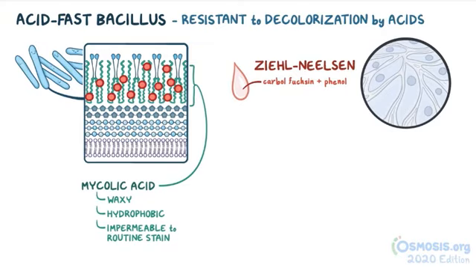Other staining methods can be used, such as Kinyoun staining, in which the bacteria appear bright red on a green background, and fluorescence microscopy, using specific fluorescent dyes like auramine-rhodamine stain.